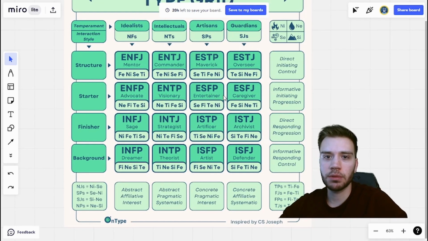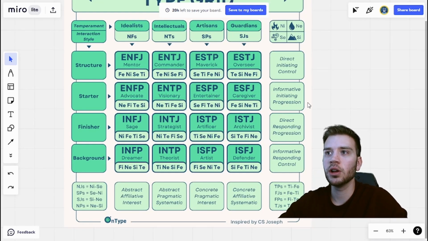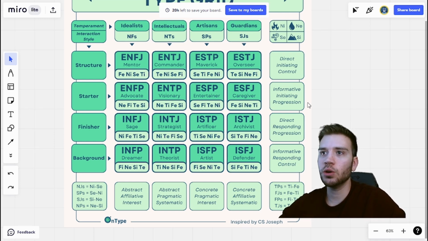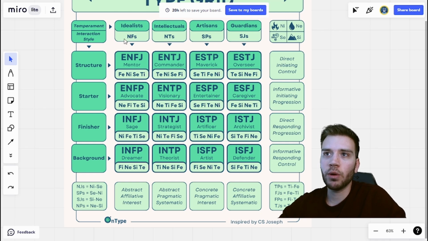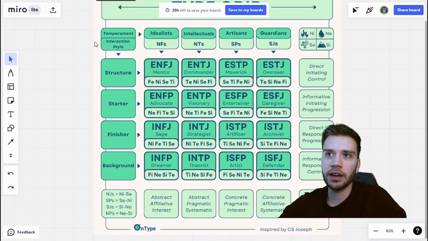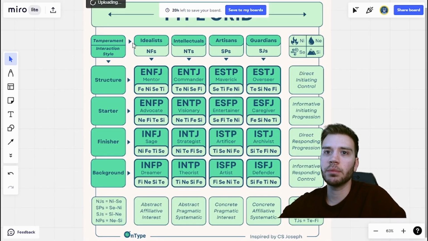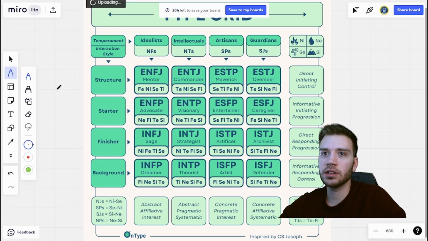If you haven't seen one of these before, that's totally okay. If you know your type, that's great. If you don't know your type, that's okay as well. We'll walk through what the differences and similarities are. Let's start with one of the ways the type grid is organized, and that is temperament. Right on the top here, we have temperament.